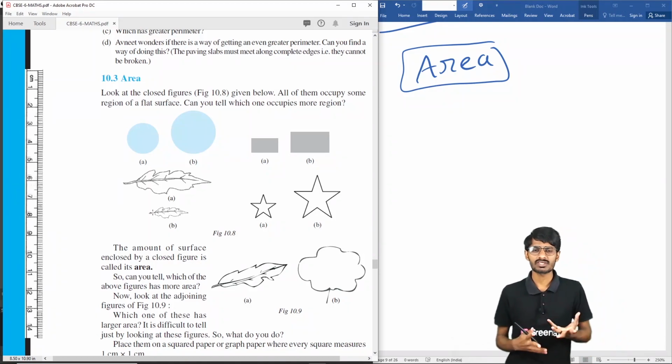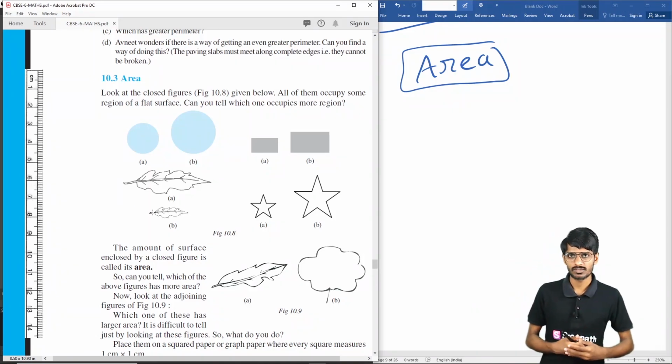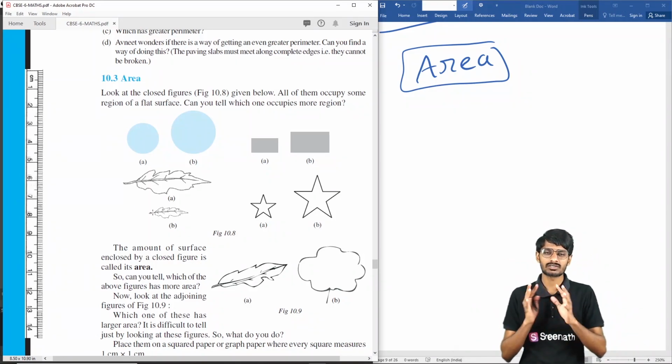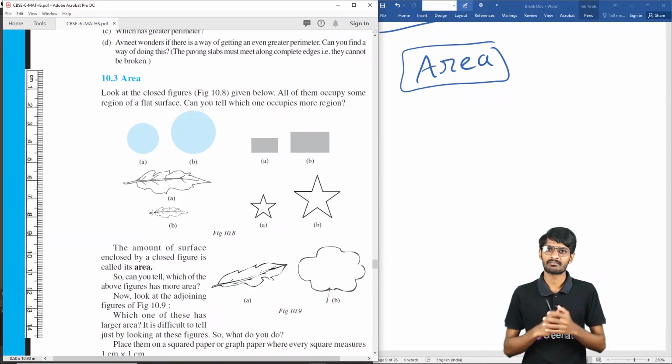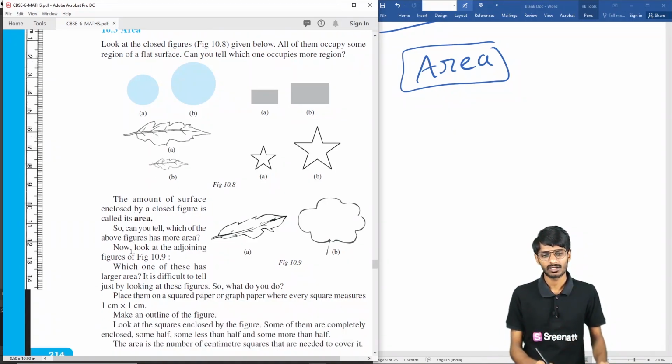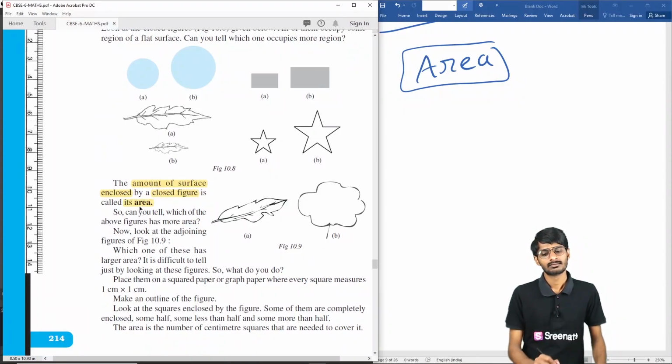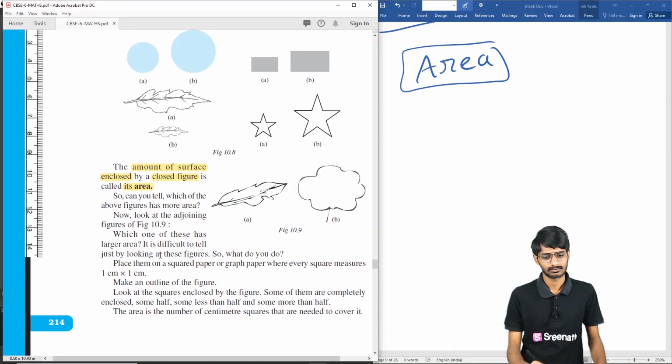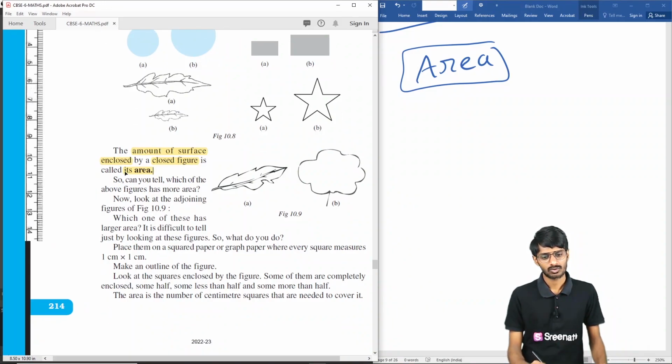So the amount of surface occupied by any object, by any shape, by any closed figure is called its area. The amount of surface enclosed by a closed figure is called its area.